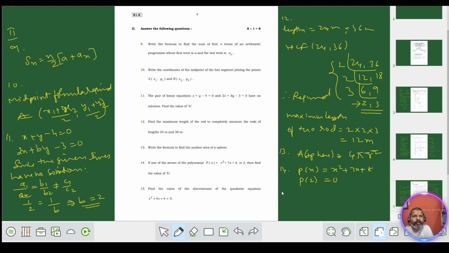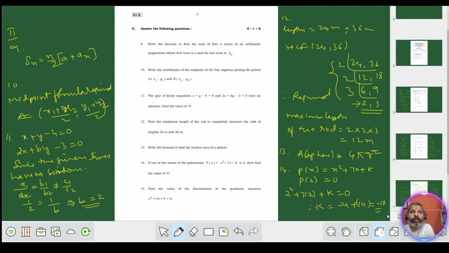So p of 2 means 2 square plus 7 of 2 plus k is 0. Therefore, k is equal to 2 square is 4, minus 4. It will come to the right-hand side. 7 twos are 14, that is also minus here. So minus 18. k is minus 18.